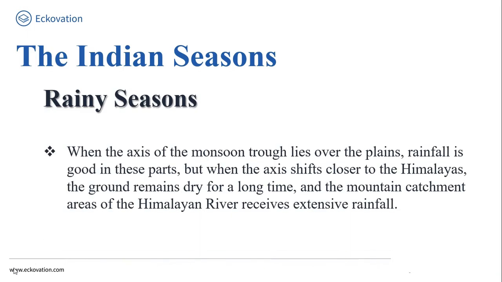Now friends, let's move ahead and continue our discussion with the Indian season, and we are talking about the rainy season. My dear friends, when the axis of the monsoon trough lies over the plain, rainfall is good in this part. But when the axis shifts closer to the Himalayas, the ground remains dry for a longer time and the mountain catchment areas of Himalayan rivers receive extensive rainfall.